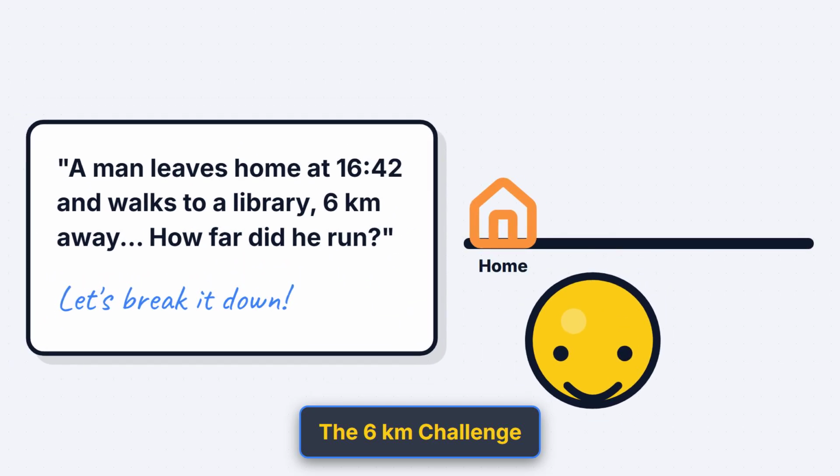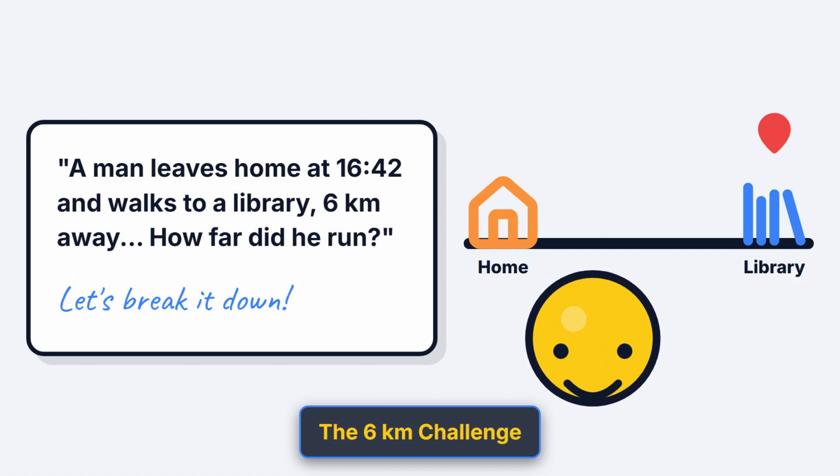Let's look at this problem. A man leaves home at 16:42 and walks to a library 6 kilometers away, arriving at 17:30. He walked part of the way at 5 kilometers per hour and then, realizing the time, he ran the rest of the way at 10 kilometers per hour. How far did he run?